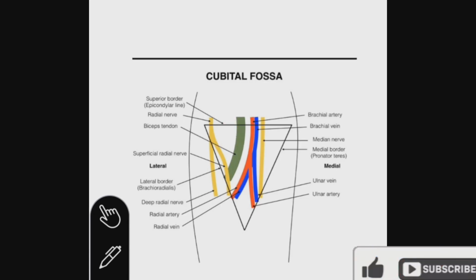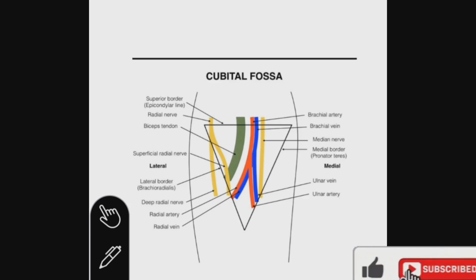The contents of the cubital fossa can be remembered with MBBR. First is the median nerve, then the biceps tendon, the brachial artery, and the radial nerve. Don't forget MBBR: median nerve, biceps tendon, brachial artery, and the radial nerve.